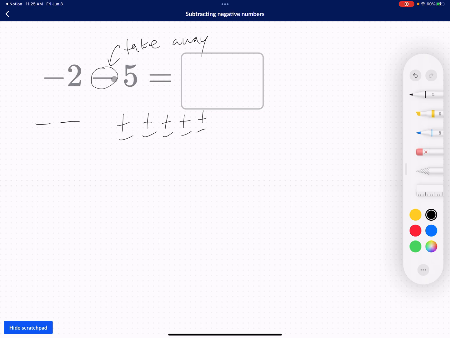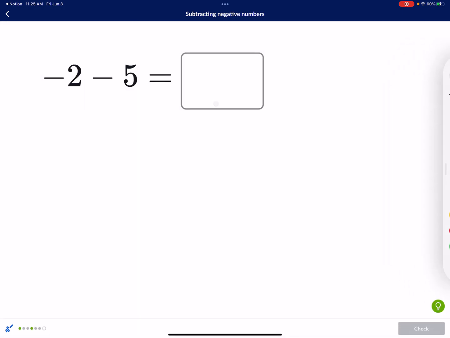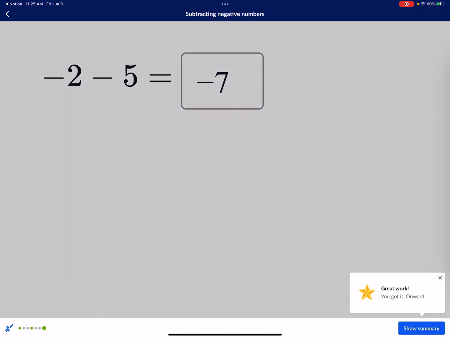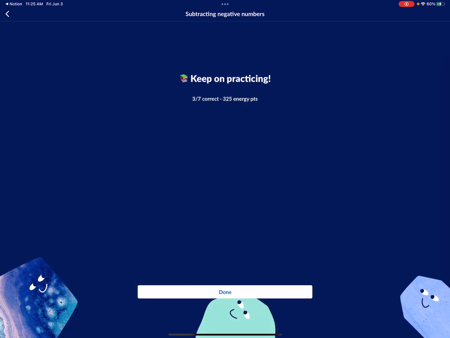And so I need to take away 5 counters. Well, let's take them away. 1, 2, 3, 4, 5. And then, whoops, not negative counters. I have to take away 5 positive counters because this is positive. So I have to take away 1, 2, 3, 4, 5. And then I have 1, 2, 3, 4, 5, 6, 7. And I have 7 negative counters, which means it is -7. All right. And that is it for this one.